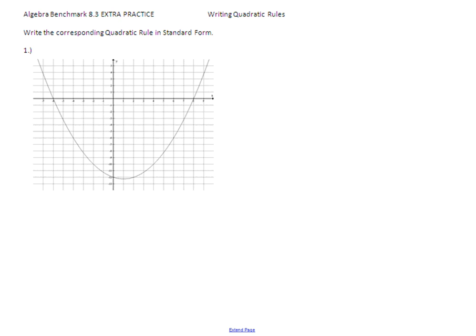Algebra benchmark 8.3, writing quadratic rules. This is kind of a tedious benchmark. There's two problems here. We need to come up with the zeros first, the x-intercepts. It's hard to read the graph probably here.